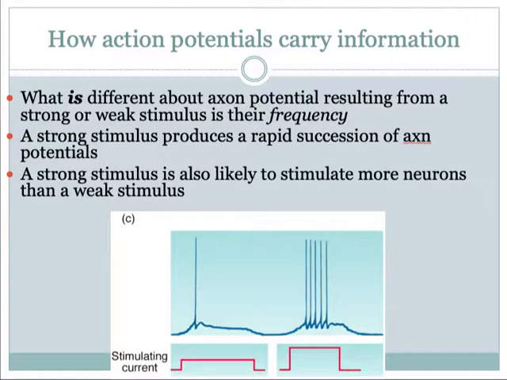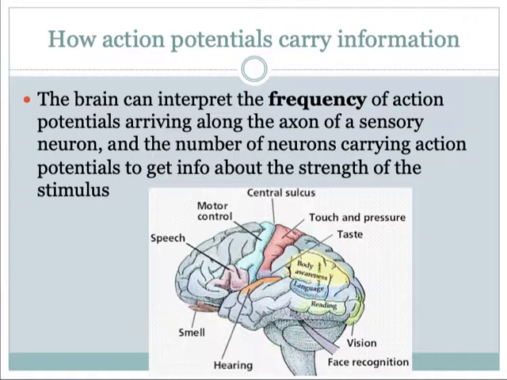So a strong stimulus is likely to stimulate more neurons than a weak one, whereas a weak stimulus might result in action potentials passing along just one or two neurons. A strong stimulus could produce action potentials in many more. The brain can therefore interpret the frequency of the action potentials arriving along the sensory neuron and the number of neurons carrying action potentials to get information about the strength of the stimulus.